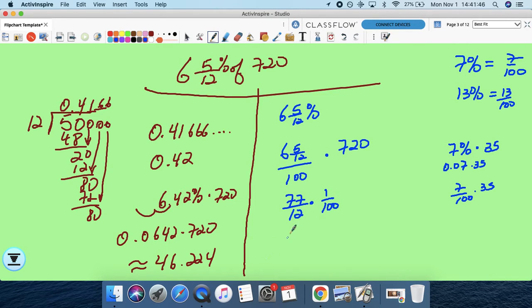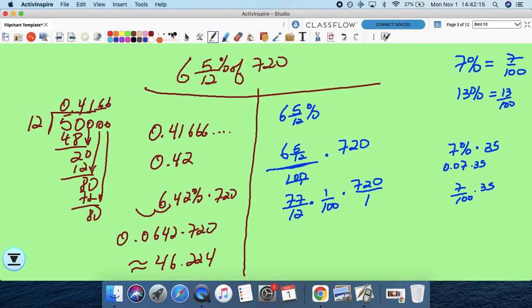So we're going to multiply by the reciprocal of 100, which is 1 over 100. Hopefully nothing too crazy here. Let me repeat what I did. I changed that mixed number into an improper fraction. 6 and 5/12 became 77 over 12, and that's being divided by 100. So this whole thing really means 77 over 12 times the reciprocal of 100, which is 1 over 100. And then to that, we're going to put 720, over 1 if you want.